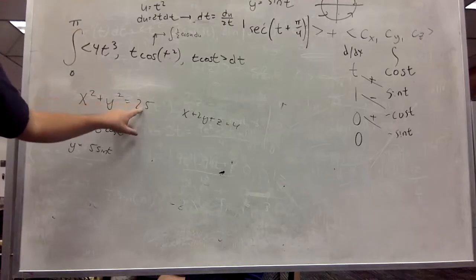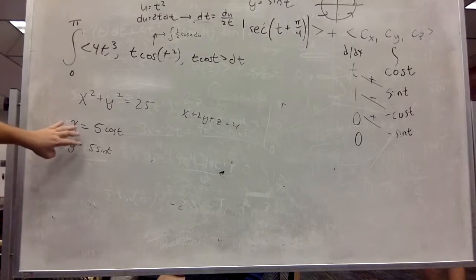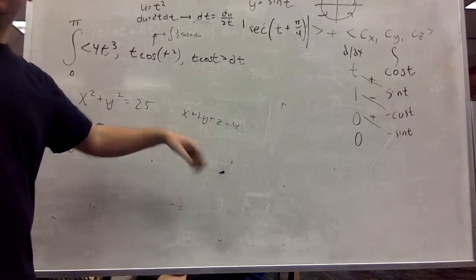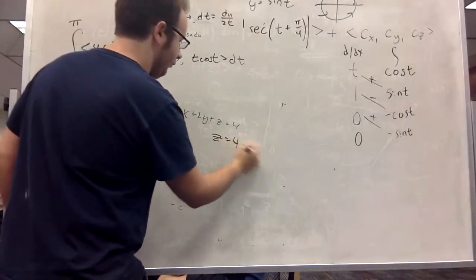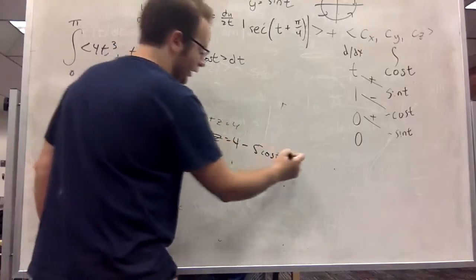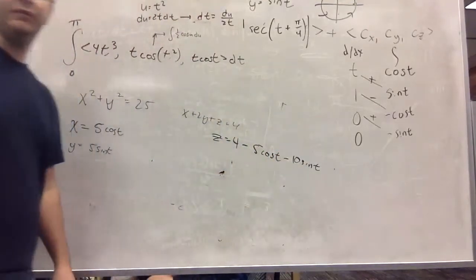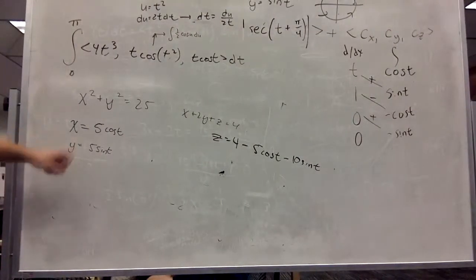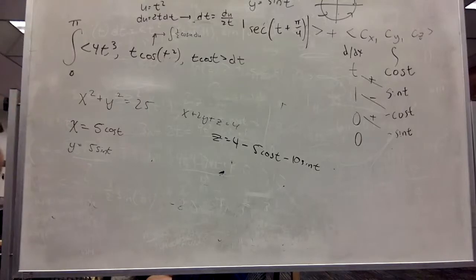It's a circle with radius 5, so I'm going to use 5 cosine t and 5 sine t. And now that I know what these are, hey look, I can plug these in over here and figure out what z is. Z is equal to 4 minus 5 cosine t minus 2y, which would be 10 sine t. Make sense? X is 5 cosine t, y is 5 sine t, z is this. This is actually not that hard to memorize, or what shape this would be.